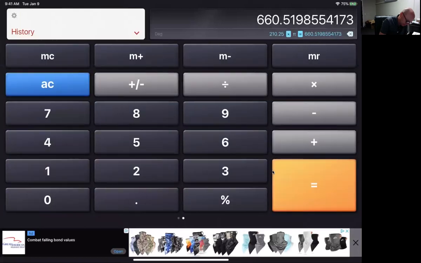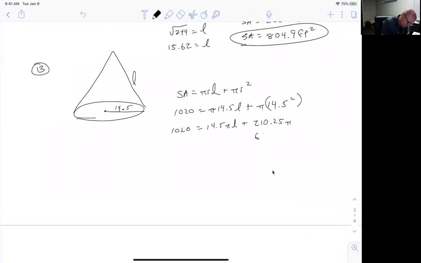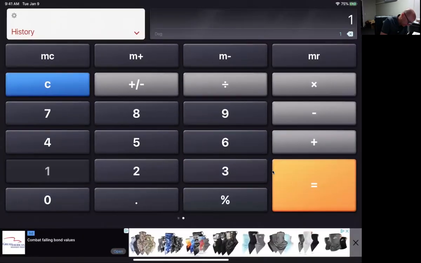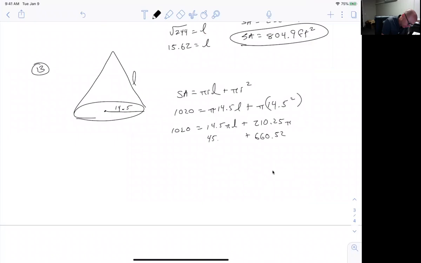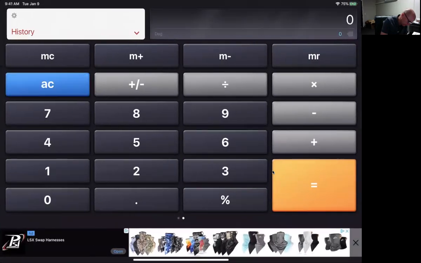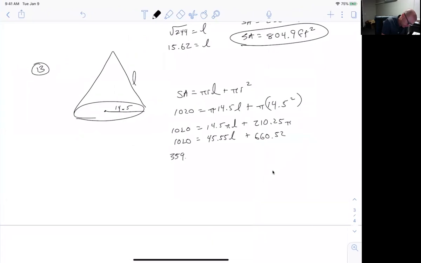So that one's 660.52. And 14.5 times pi would be 45.55. 45.55 times slant height. We still have 1020 over there, so now it's just a simple algebra problem. Let's subtract 660.52 from 1020. I get 359.48.